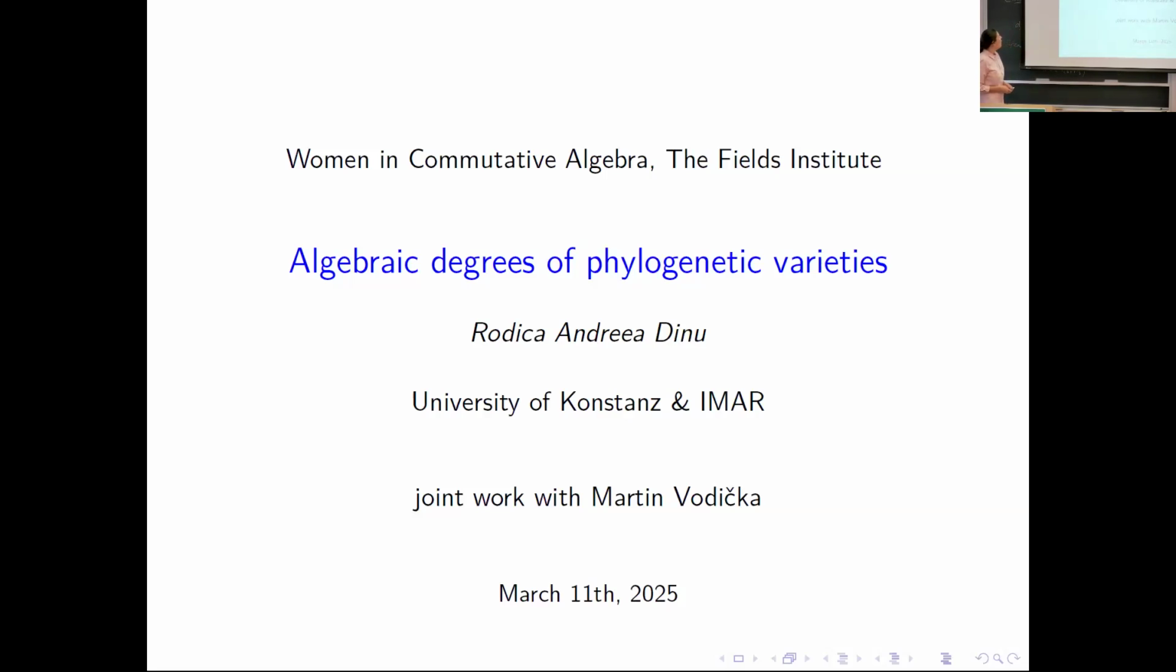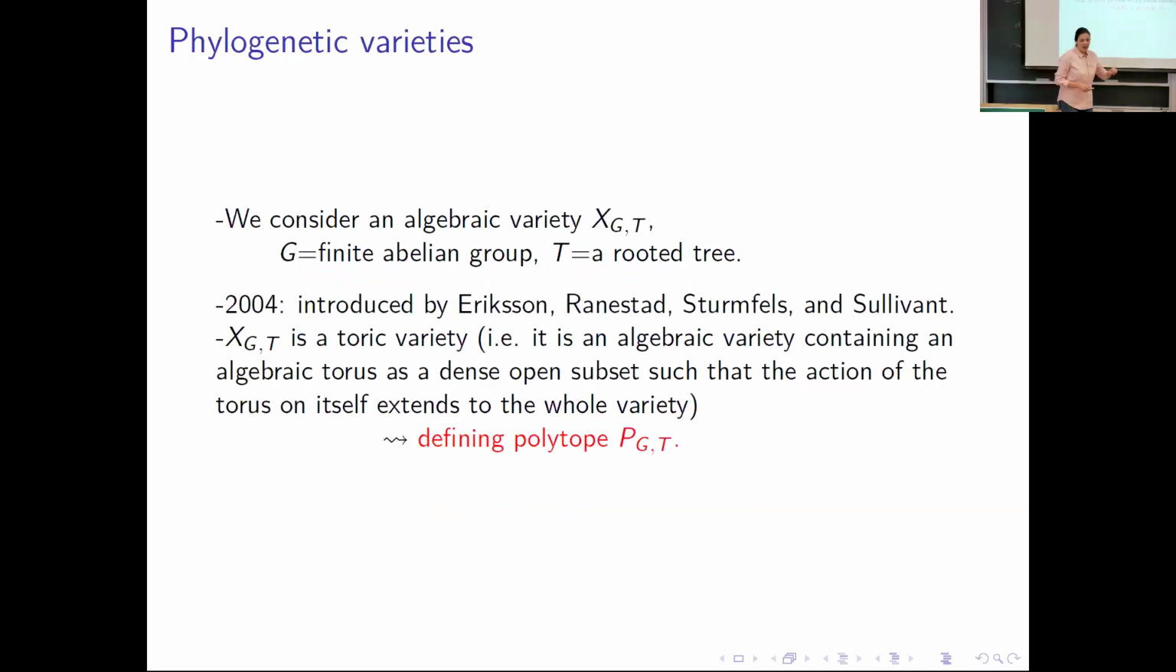I'm going to talk about algebraic degrees of phylogenetic varieties, and this is a joint work with Martin Rodica. Okay, let me start by saying that we will work with an algebraic variety X_{G,T}. This is associated to a finite abelian group. For us, this will be Z2, Z3, Z2 times Z2, so very small groups. And T is a rooted tree.